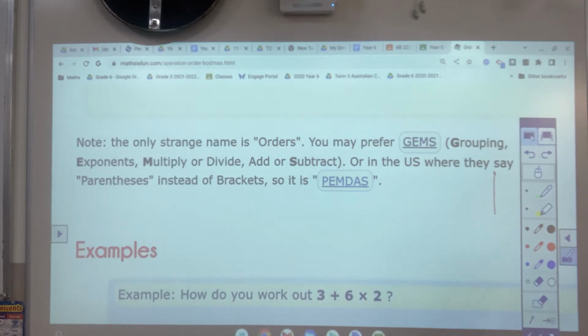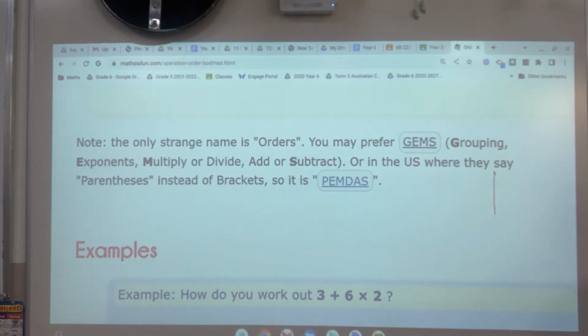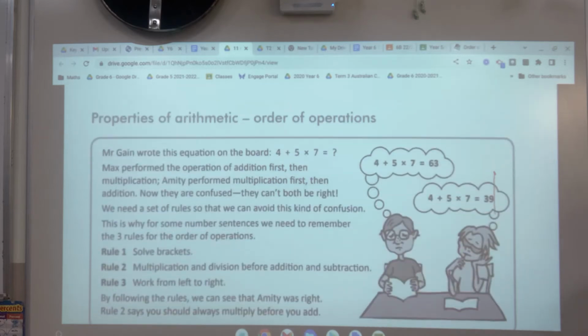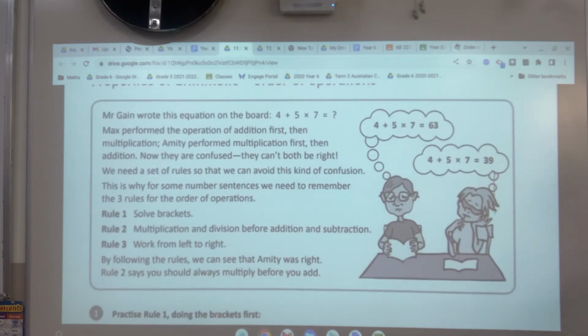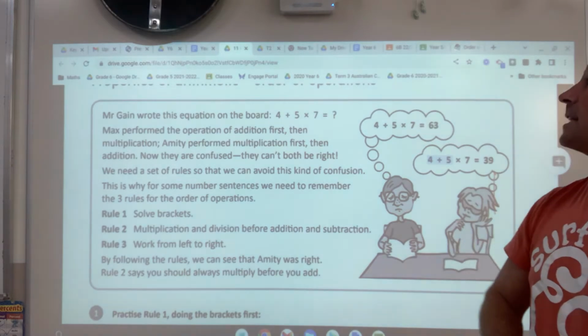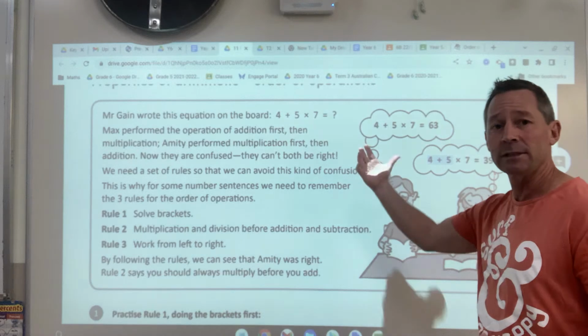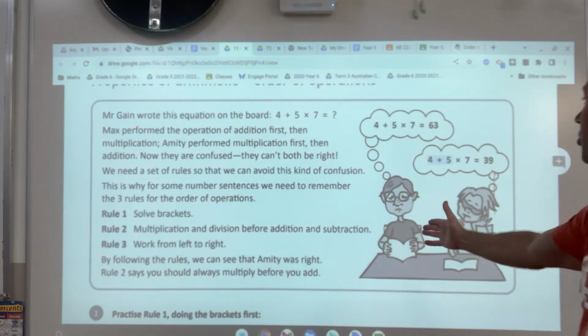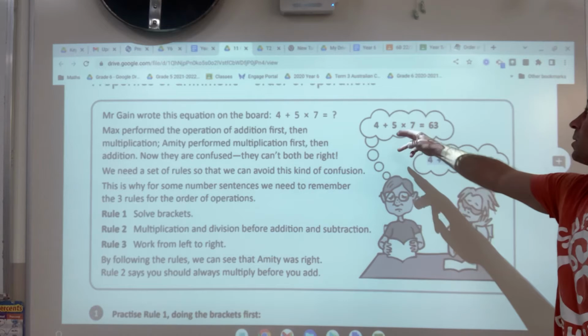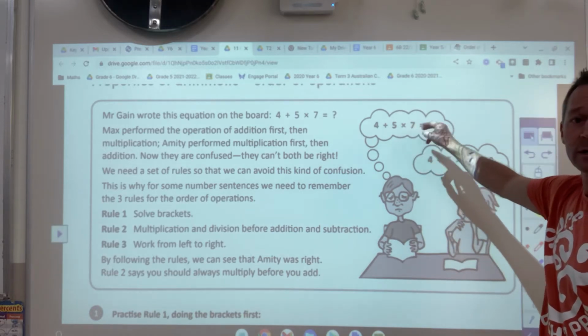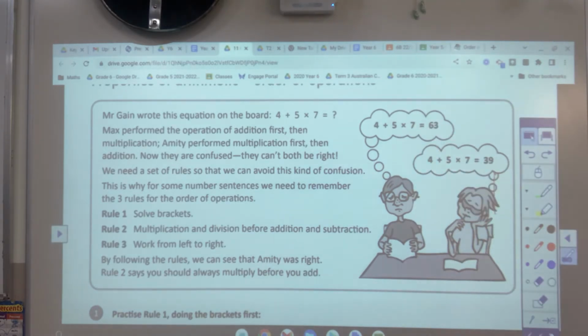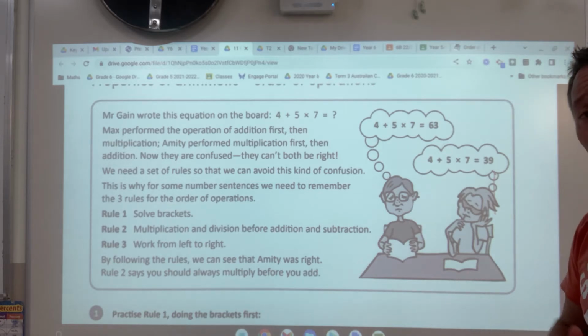I'm going to jump to another one. Same situation in this one here. Mr. Gain wrote this equation on the board: 4 plus 5 times 7 equals whatever. 2 students here. One is suggesting 4 plus 5 times 7 equals 63, whilst the young girl is suggesting 4 plus 5 times 7 equals 39. Which would it be and why? Have a think about it, see if you can solve that.